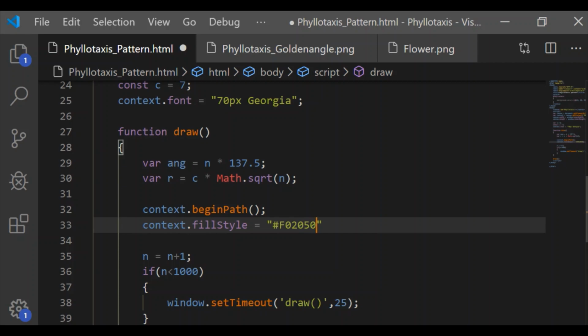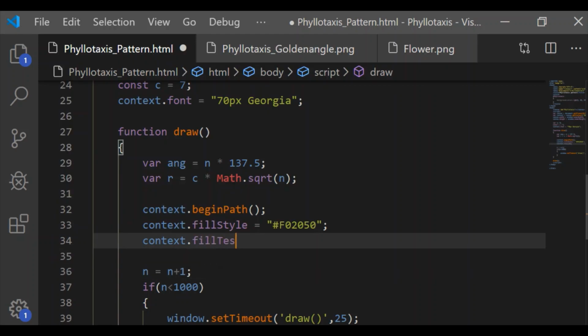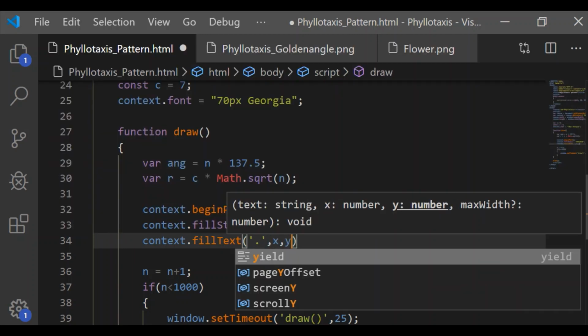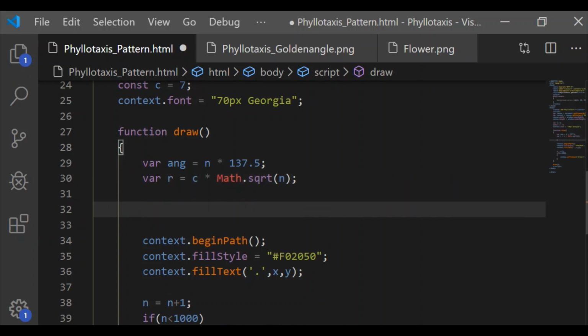Now we will start calculating x, y values. Before that, let me have the fill style for our pattern, and let me fill the text as a dot. Here I have already set the font as 70 pixel Georgia type, so this dot will be of 70 pixel, which will look like a circle for us.